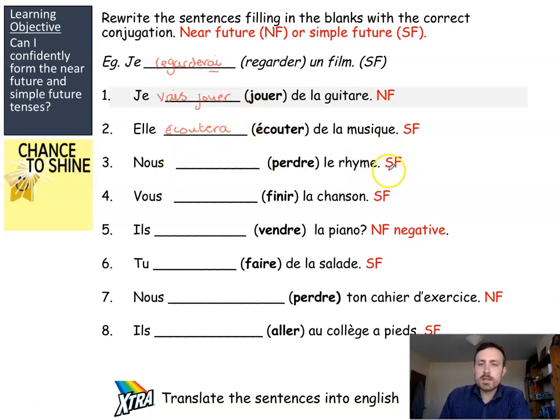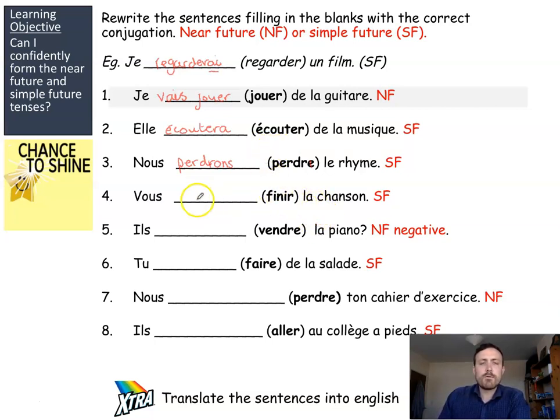Numéro 3 is also in the simple future tense. The verb here is perdre, which is to lose, and the subject is nous. So we're taking the full infinitive, but be careful with this one. We do actually remove that E, so we're just left with that. Then we add our correct ending, which is ONS. So perdrons le rythme. We will lose the rhythm.